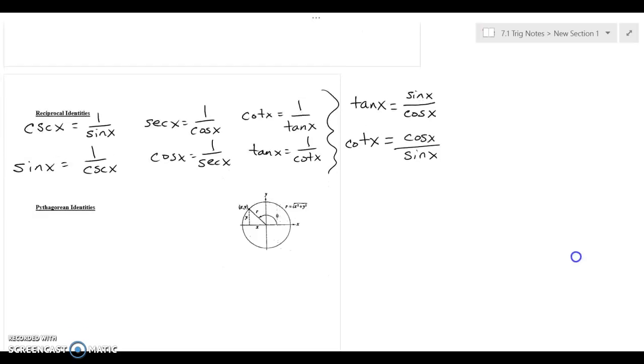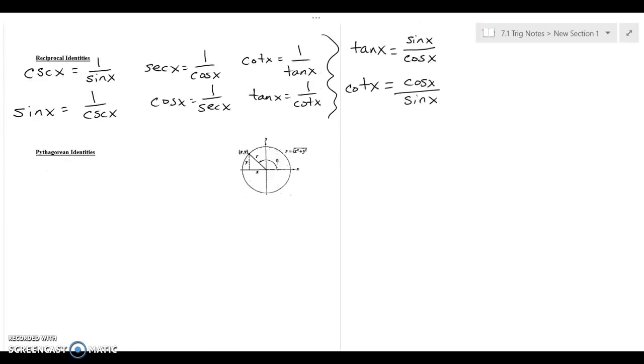Moving on to the Pythagorean identities. We're going to prove the Pythagorean identities using this triangle. We know that x squared plus y squared equals r squared. Well, we know that r is supposed to be 1, so x squared plus y squared equals 1 in this case. We also know that the definition for x would be the cosine. So we would say the cosine squared of theta plus the sine squared, because that's the y value, would equal 1. This is our first Pythagorean identity.